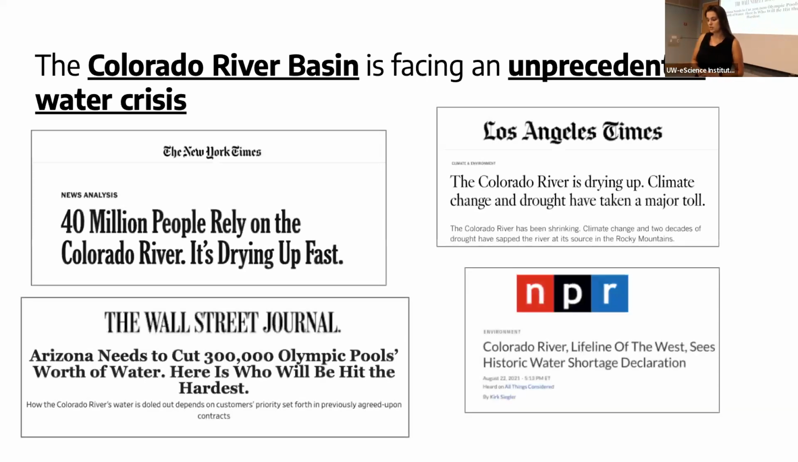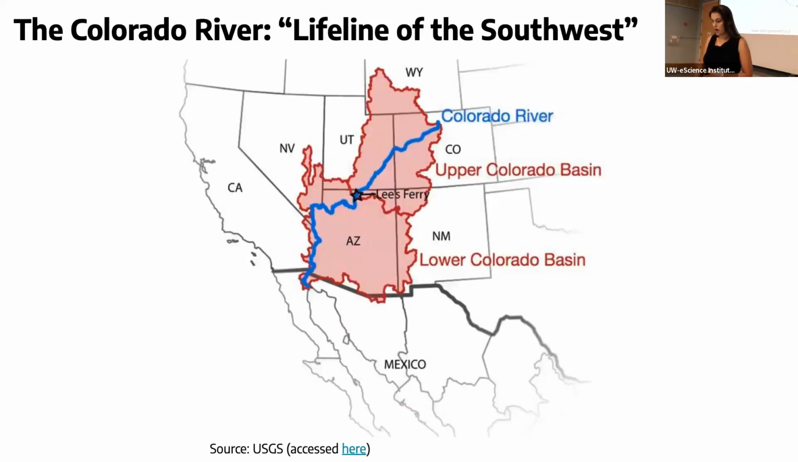On this slide, you can see several news headlines from the last few years highlighting the severity of the problem within the region. A few key points that I really want to emphasize here: the region saw its first ever water shortage in history declared. Drastic cuts to current water usage must be made in order for there to be sustainable management of the river, and climate change, inequitable water distribution, and demand growth are key drivers of water scarcity in the region. So where and what exactly is the Colorado River Basin?